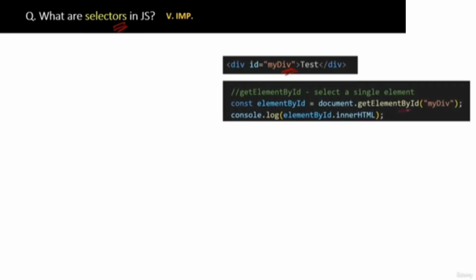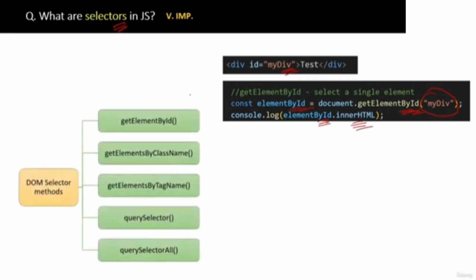What are selectors in JavaScript? Very important question. Suppose you have a div element with the ID myDiv in your HTML. Now here is the simplest selector in JavaScript, and that is getElementById. This getElementById will get the reference of this element and assign it to a variable. Now we can use this variable anywhere in the program, okay, and use its properties to access the values of the element myDiv, right? And similar to getElementById, we have 4 more selectors in JavaScript. Those are getElementsByClassName, getElementsByTagName, querySelector, and querySelectorAll.